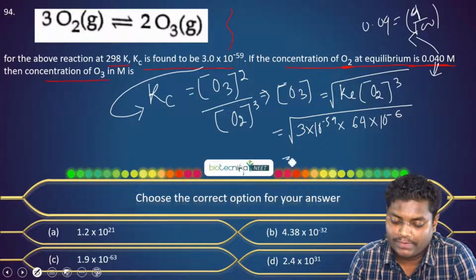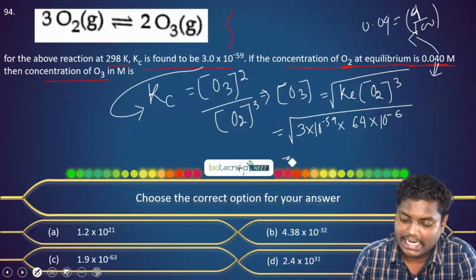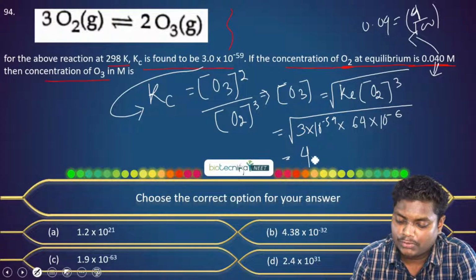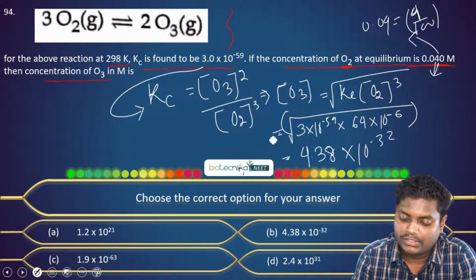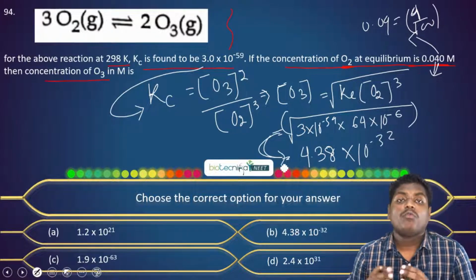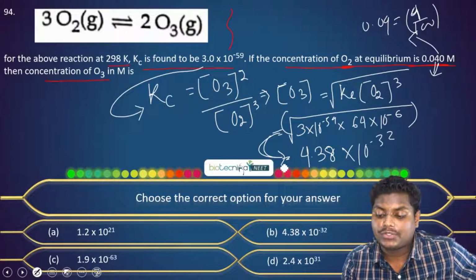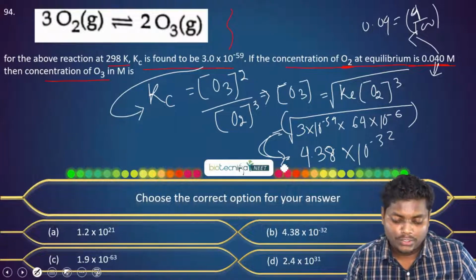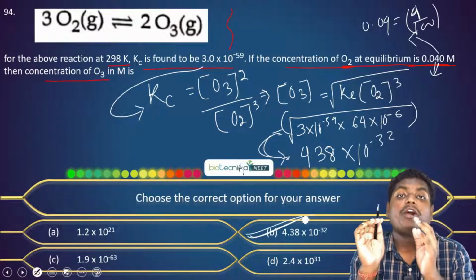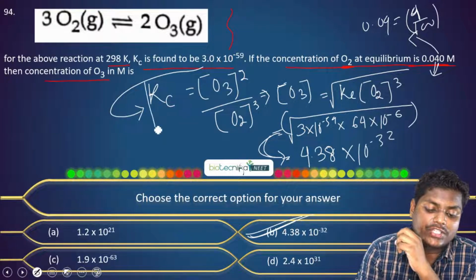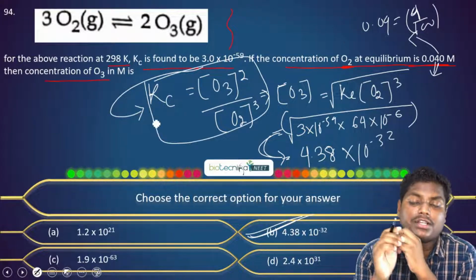So if you solve it exactly, you will get it to be 4.38 into 10 to the power minus 32. If you solve this value, the answer that we'll be getting is 4.38 into 10 to the power minus 32. So the correct option is option B. So the important thing was to write the relation for the equilibrium constant.